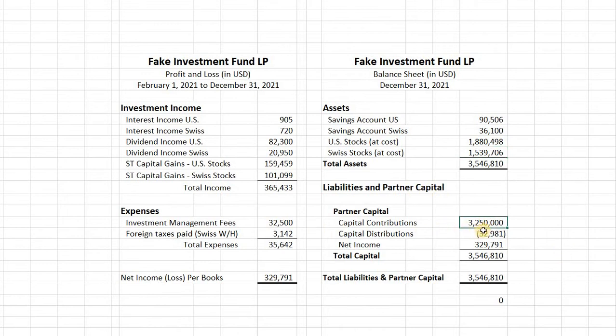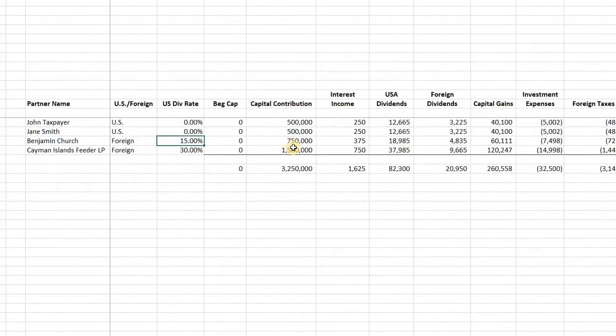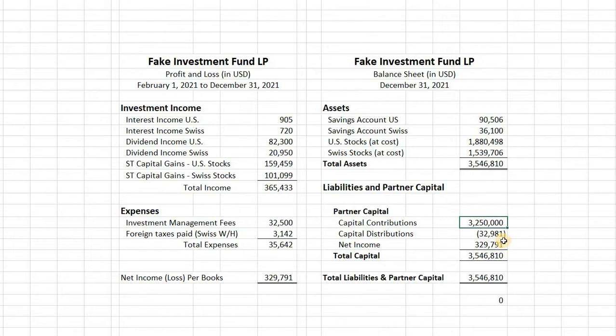The capital contributions there, that was the amount of capital contributed to the fund, $3.25 million, and that's the amount that we can see here on the cap schedule, right? So $3.25 million was put in. Capital distributions, we'll look at that a little more closely. That's the amount of cash distributed from the fund to the partners. And then the net income on the balance sheet is obviously pulling from the P&L over here, right?